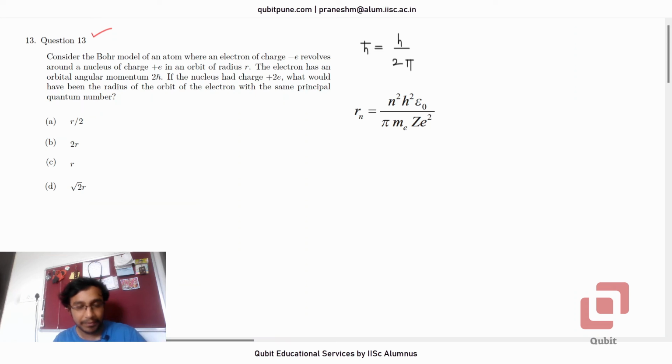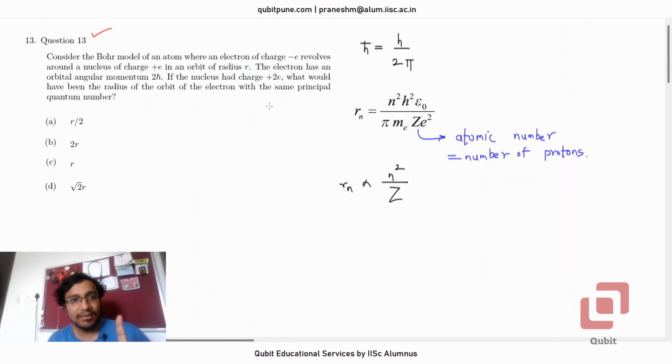This number is now important. What is Z? Z is the atomic number from chemistry, which also equals the number of protons in the nucleus. Now, please understand that there are two things that may vary. What are they? They are n squared and Z.